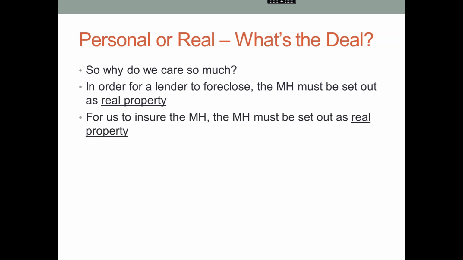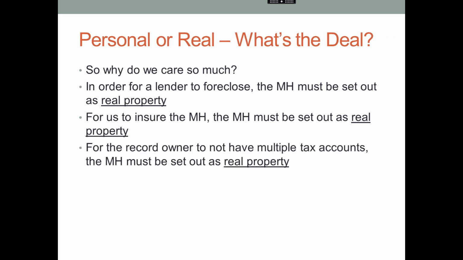Next, for us to insure the manufactured home, it has to be set out as real property. We're not in the business of insuring personal property. So we need to make sure that, again, that's converted if we're going to be insuring that on an owner's policy or a lender's policy. And this is more of a caveat, but for the record owner, our buyer, to not have multiple tax accounts, the manufactured home must be set out as real property.